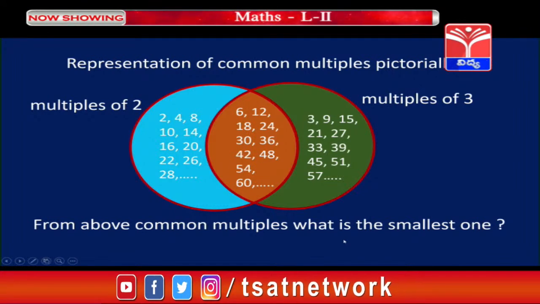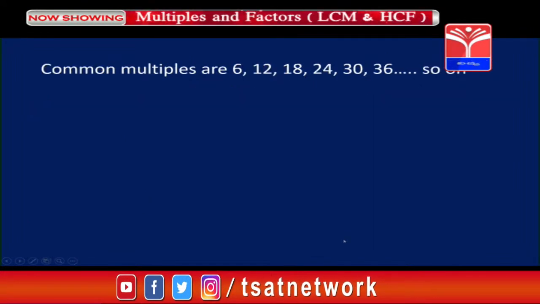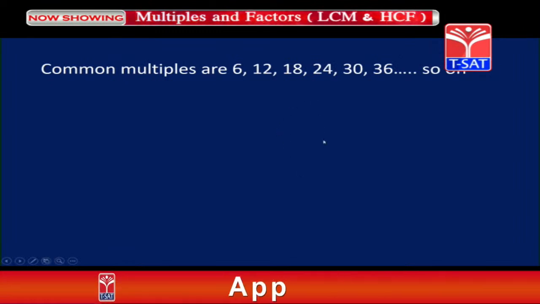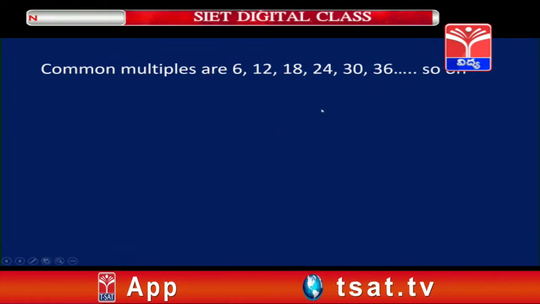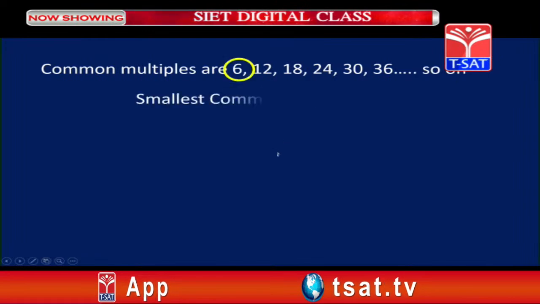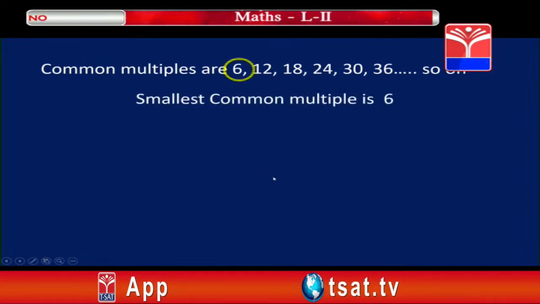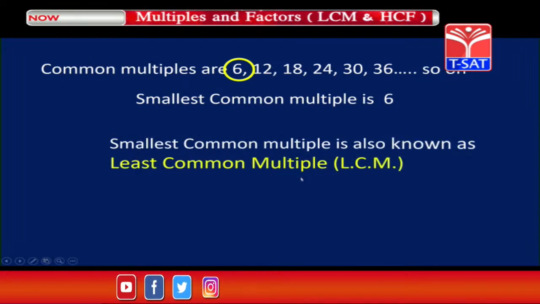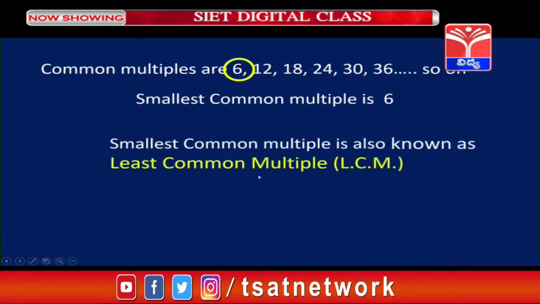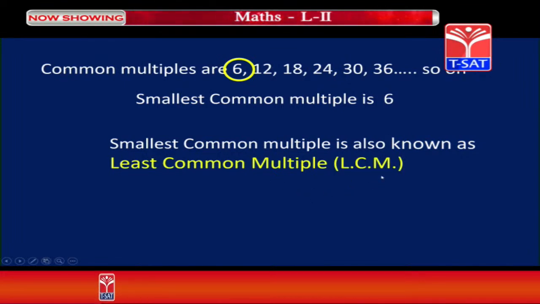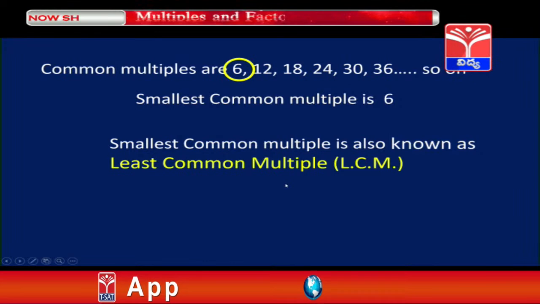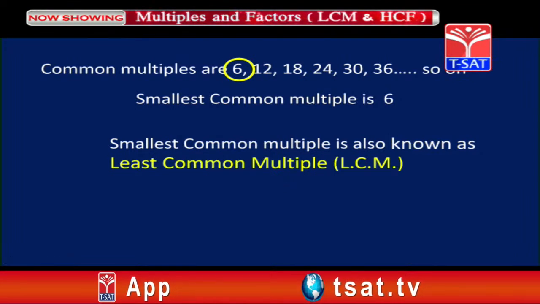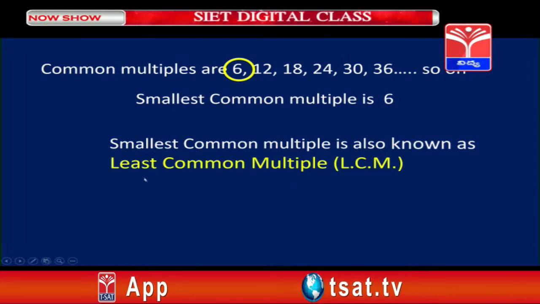So, I am showing you here, common multiples are 6, 12, 18, 24, 30, 36 and so on. What is the smallest one here? The smallest common multiple is 6 here. The smallest common multiple is also called the least common multiple. Shortly, we write LCM. If you write common multiples of any two numbers, we can find the least one.